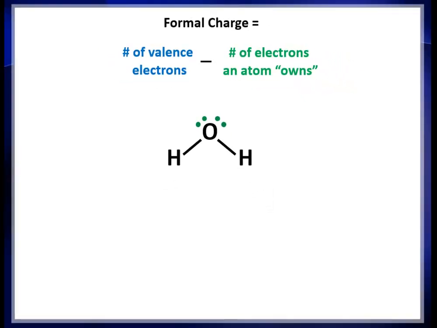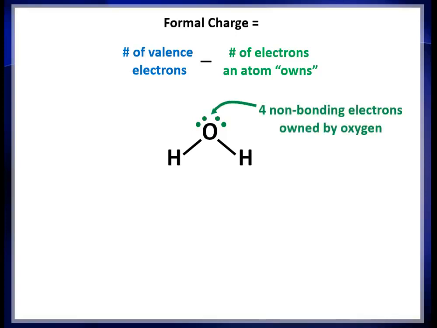Because these electrons are not shared with any other atoms, they are considered non-bonding electrons. They are owned exclusively by the atom they reside on. Because each lone pair contains two non-bonding electrons, and there are two lone pairs here, we have four non-bonding electrons owned by this oxygen atom.